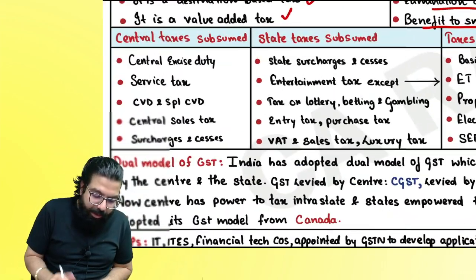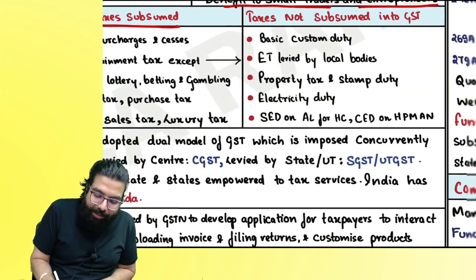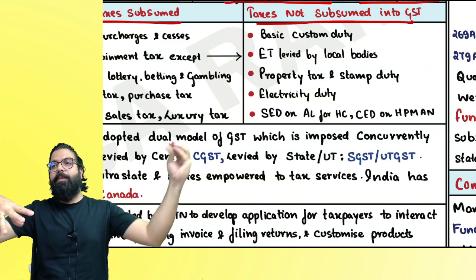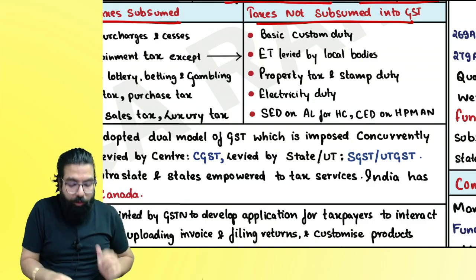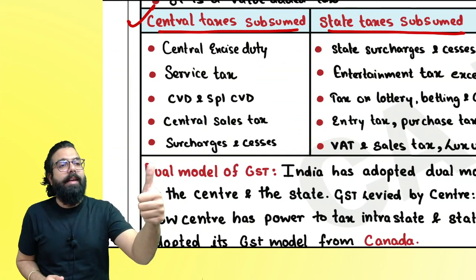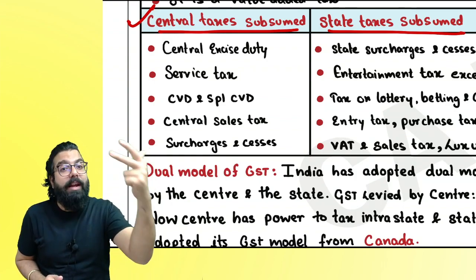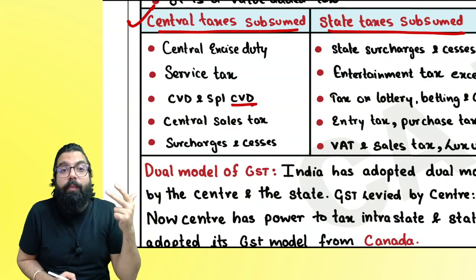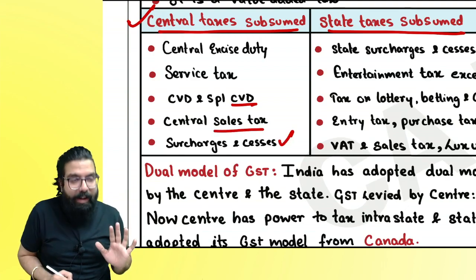The next one over here is central taxes which are subsumed, state taxes which are subsumed, and taxes which are not subsumed. Because of the coming of GST, the central government gave up some taxes, the state government gave up some taxes, and what came? GST came. So what are the central taxes which are subsumed? Central excise duty, service tax, countervailing duty, and special countervailing duty. CVD is countervailing duty. Then we have central sales tax, any surcharge, and cess.